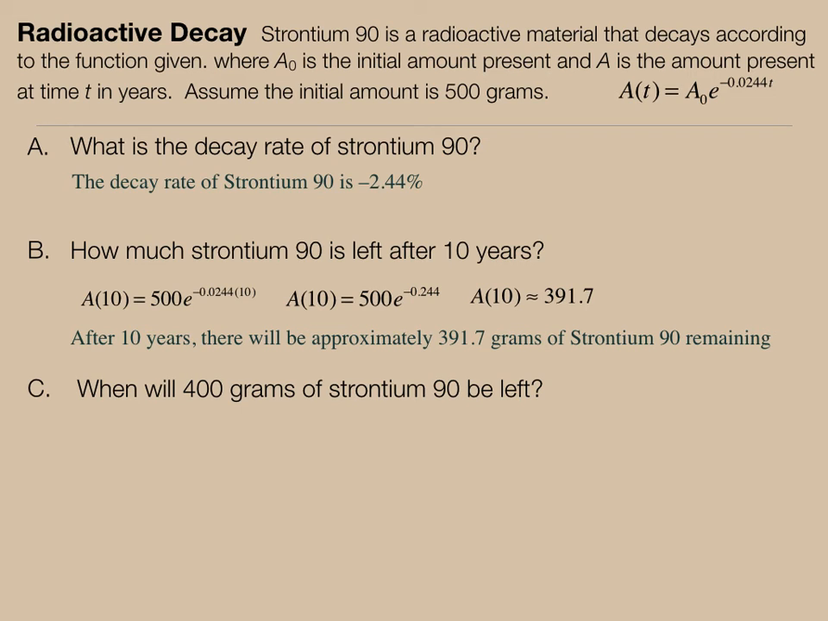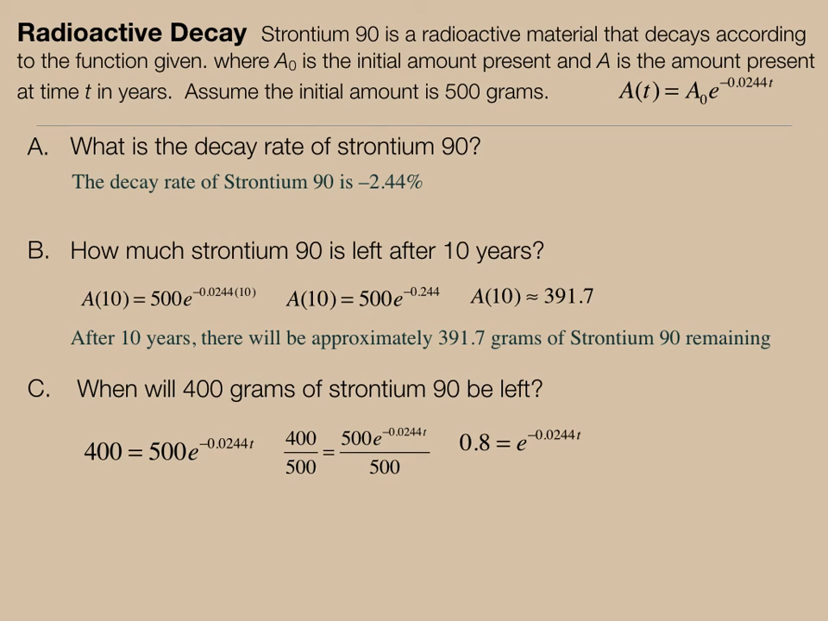When the prompt asks for when, I'll be solving for t. So I need something in my given equation for every variable except t. So my A of t will be 400. My initial amount is still 500. My rate is given. And here I want to get t by itself. Let's start by dividing both sides by 500. And let's simplify this.